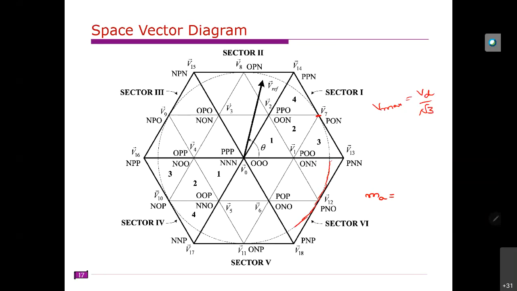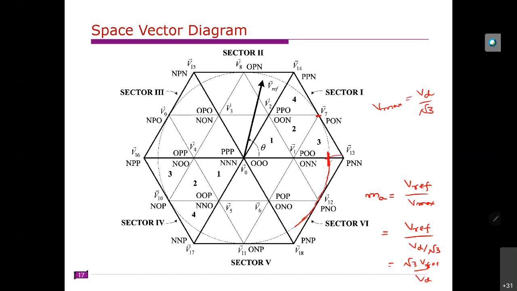So how is modulation index defined? Modulation index is usually defined as V reference by V maximum. V maximum is Vd by root 3. So that means we have root 3 V reference by Vd. This is the modulation index, V reference by V maximum. Right, so up to here the modulation index is 1.